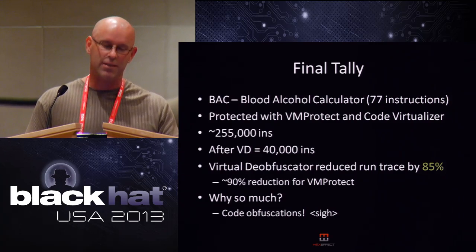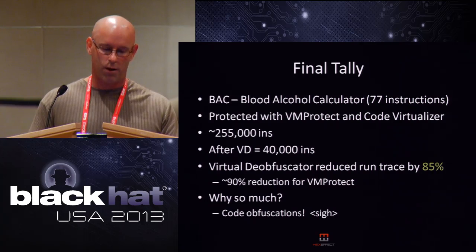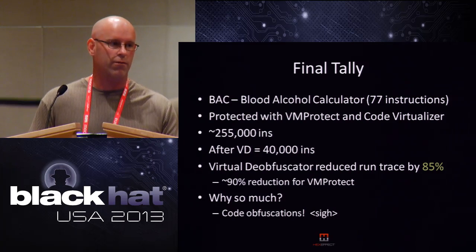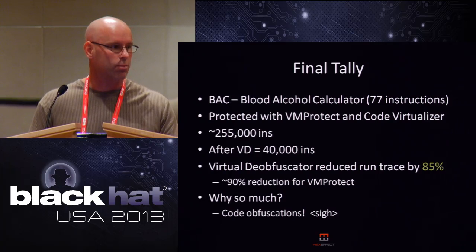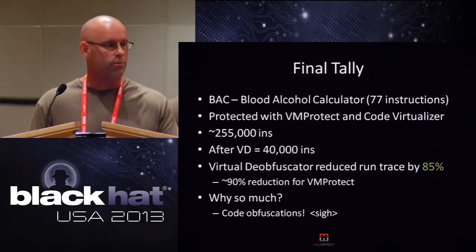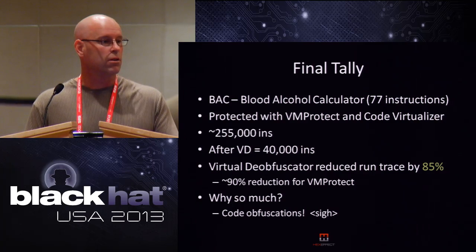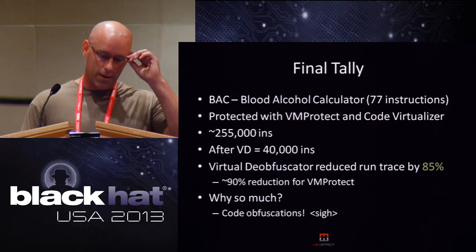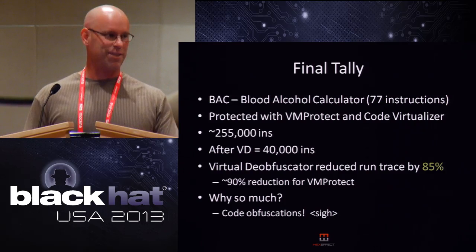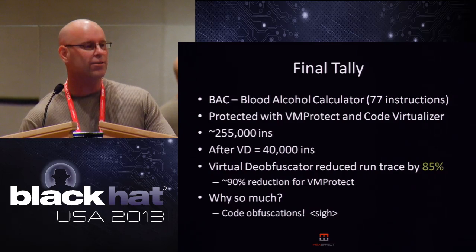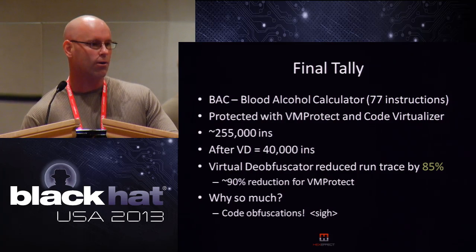So that was 77 instructions. When I ran it through VMProtect and Code Virtualizer, it was around 255,000 instructions. That was the bloat. When I ran Virtual Deobfuscator on it, I was left with 40,000 instructions. Pretty sweet, right? 85% reduction. But as I'm looking at it, I'm like, well, I really wanted it to be 77 or something similar, right? Maybe 100, 120. What the heck is 40,000? That's a lot of work, right?